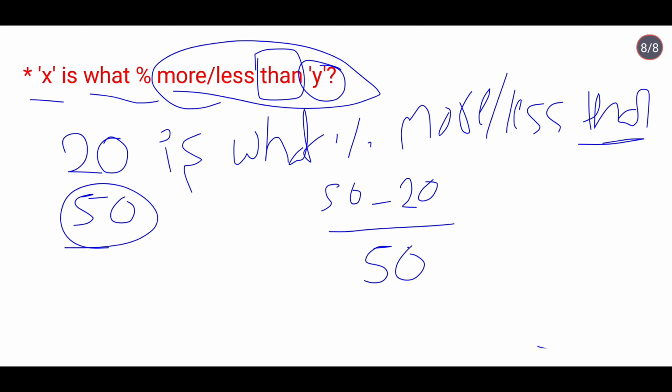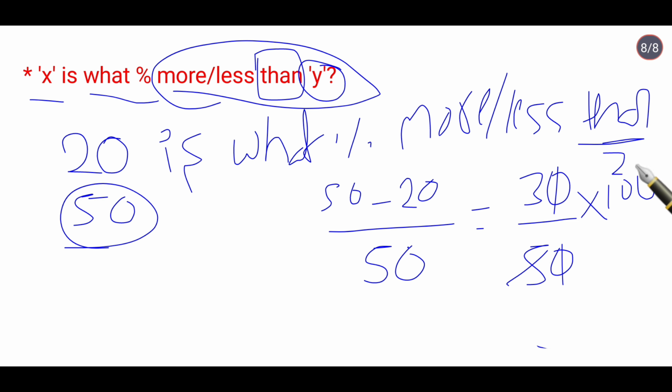is 30 divided by 50 into 100. So the 0s get cancelled, 5 ones are 5, 5 twos are 10, so 30 divided by 50 into 100 is 60. So 20 is 60% less than 50.